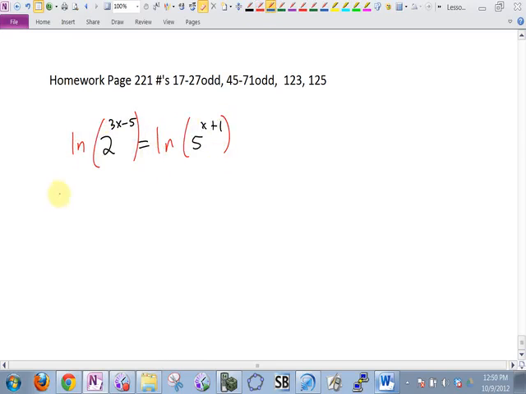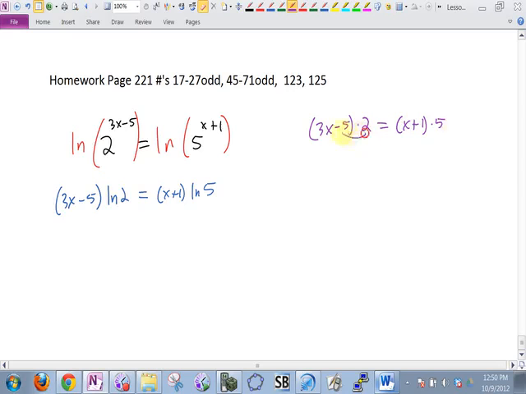So this becomes 3x minus 5 in parentheses times the natural log of 2, x plus 1 in parentheses times the natural log of 5. Ew. Before we even think about how we're going to solve that, let's think about this equation. What if I were to give you the equation 3x minus 5 times 2 equals x plus 1 times 5? How would you solve that equation right there?